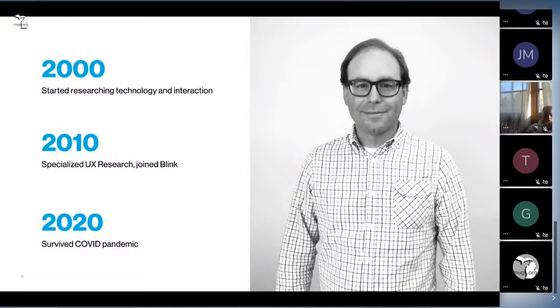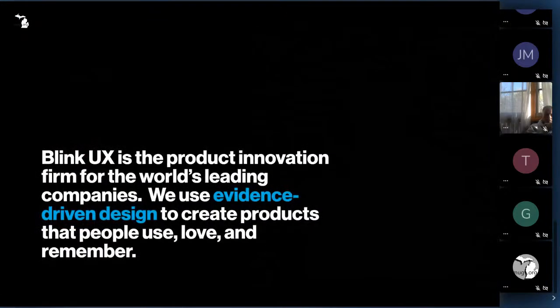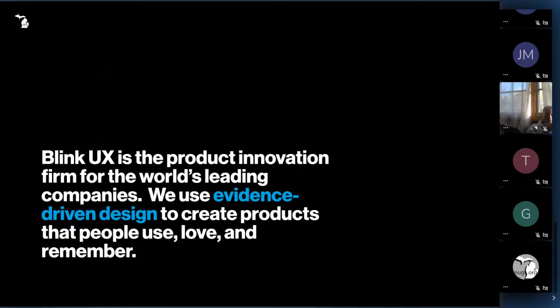So real quick, my marketing people, my company wouldn't let me get away with this without saying something about Blink. So we're a product innovation firm. We were founded in Seattle, Washington in 2000. And the key part of this really is that we use what we call evidence-driven design.